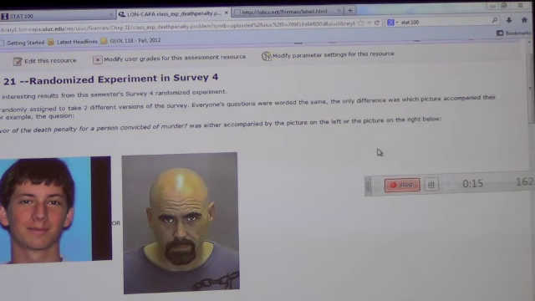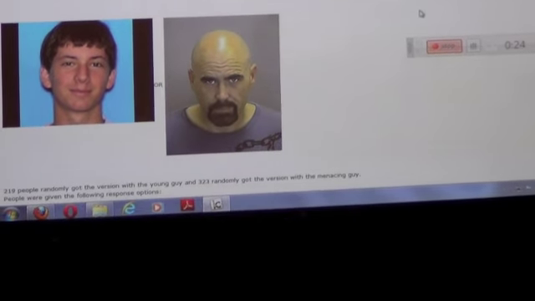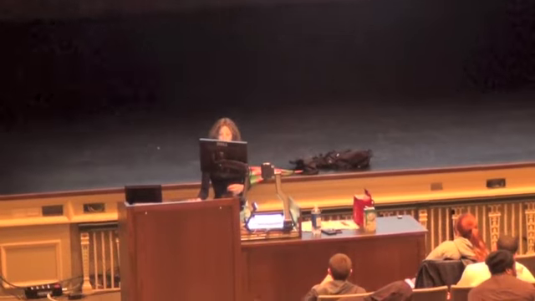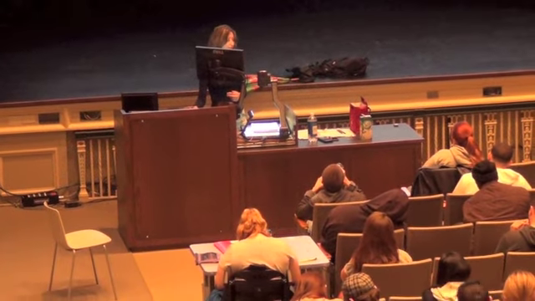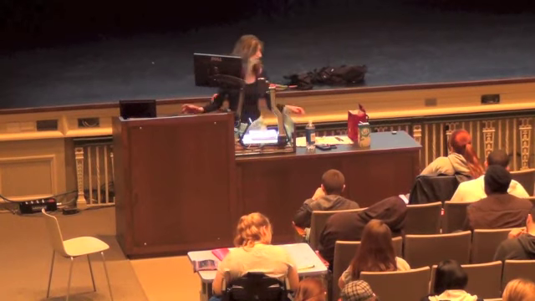So A is no, just due to the luck of the draw. It's just chance. You just happened to get more people who are pro-death penalty in one group than the other. Or did it really have an effect? B is it had an effect. It would influence your response.